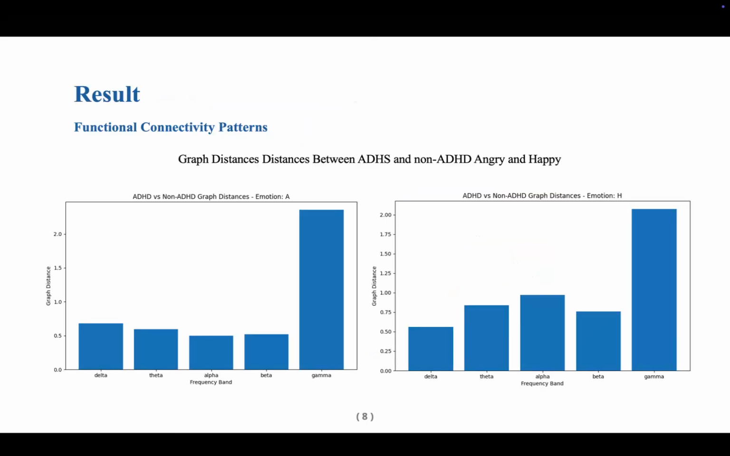Our functional connectivity analysis revealed distinct differences in connectivity patterns between ADHD and non-ADHD groups, particularly in the theta and beta bands. Here, the bar chart shows graph distance for emotions like angry and happiness across frequency bands. For example, we observed that the ADHD group exhibited elevated gamma band connectivity compared to the non-ADHD group. This suggests altered functional connectivity, especially in regions associated with cognitive and emotional processing. These findings align with previous research on elevated theta over beta ratios in ADHD.